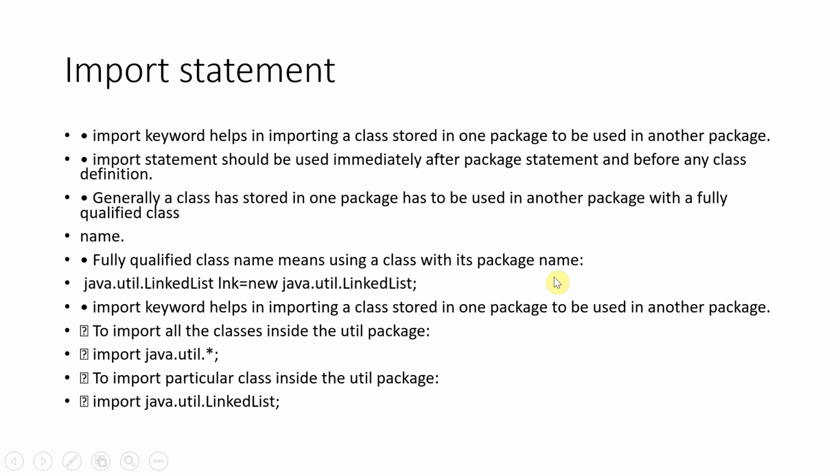Similarly, once you use the package, you have to import the class stored in one package into another. Generally, a class stored in one package has to be used in another package with a fully qualified class name. Or you can also give .star, which will load everything, but if you give the specific class name, it is good. So there are various ways in which you can call it. A fully qualified class name is like java.util.LinkedList. If you want to get only one particular class like LinkedList and don't want to load all the other libraries, you will give that particular class name.